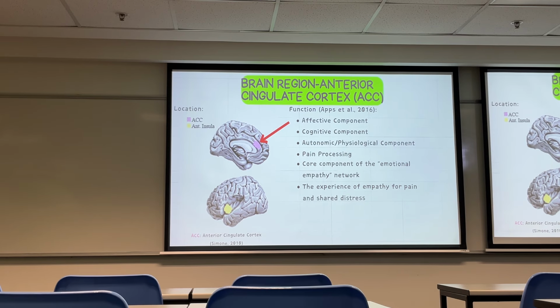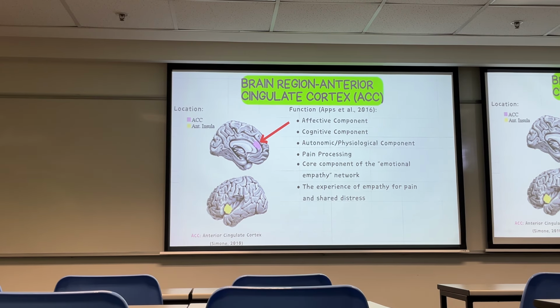The anterior cingulate cortex is a region located in the medial part of the brain. Right at the front, it forms the frontal part of the cingulate cortex, which is a belt-like structure that wraps around the corpus callosum. Here are the functions of the ACC.